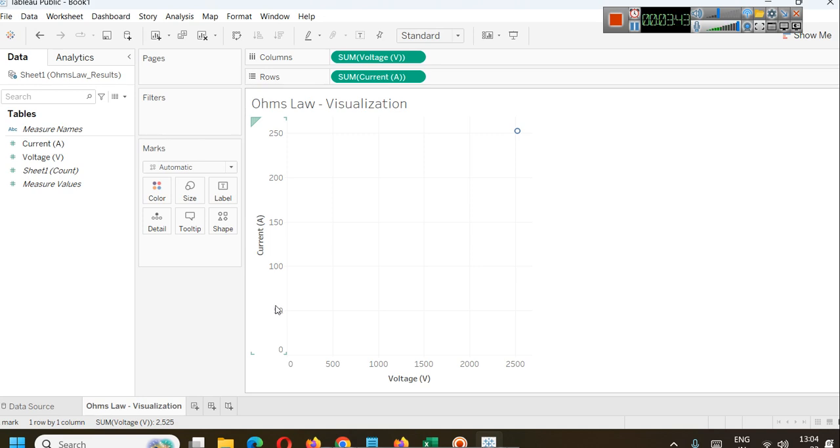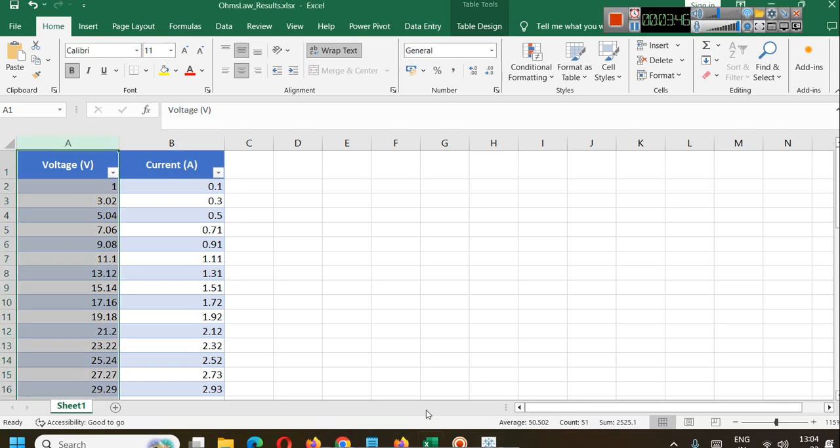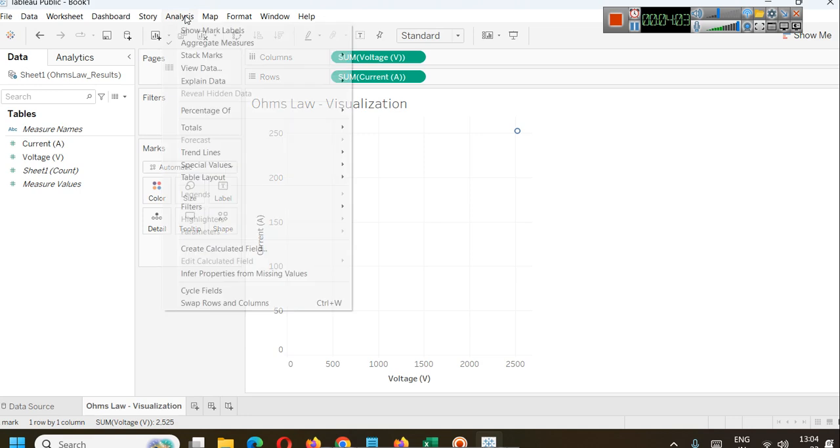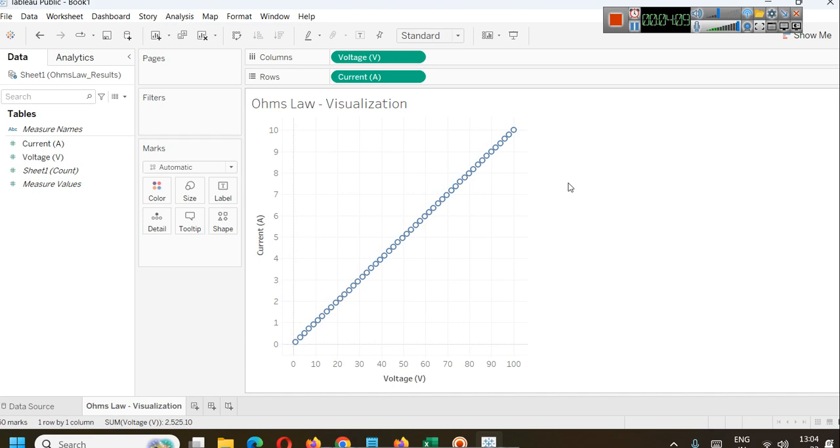Now Tableau will sum all the values of voltage and all the values of current, and give us that when your voltage is 2525, your current is 252.5 as a sum. This is because aggregate measures are currently on in the analysis. We will turn them off, and this way you will see a straight line. Obviously this is an ideal result, but in an actual result this line may not be so straight.